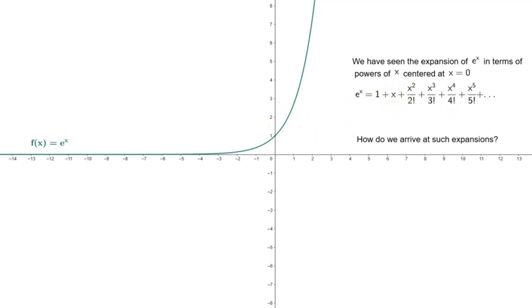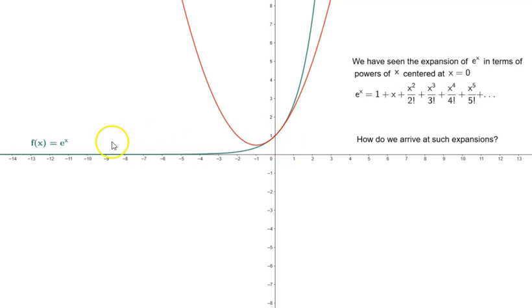So here, let's take the first term. When we take the first term, what do we get? We get a straight line, y is equal to 1. If we take the first two terms, we get this line. This is a tangent line to this curve e to the power of x at x equal to 0.